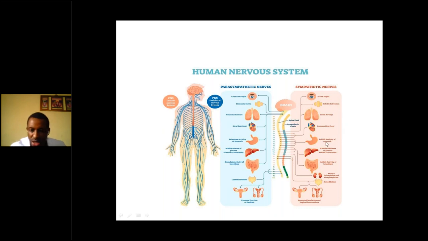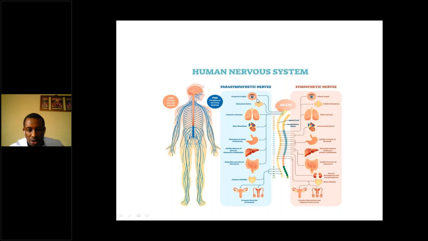This is sympathetic nerve. What it does: inhibit activity of the stomach, stimulate release of glucose, inhibit gallbladder, inhibit the activity of the intestine, secrete epinephrine and norepinephrine, then relaxes the bladder. Okay, so you see some people when there is a fear issue, they start urinating. Okay, so this is the parasympathetic system.